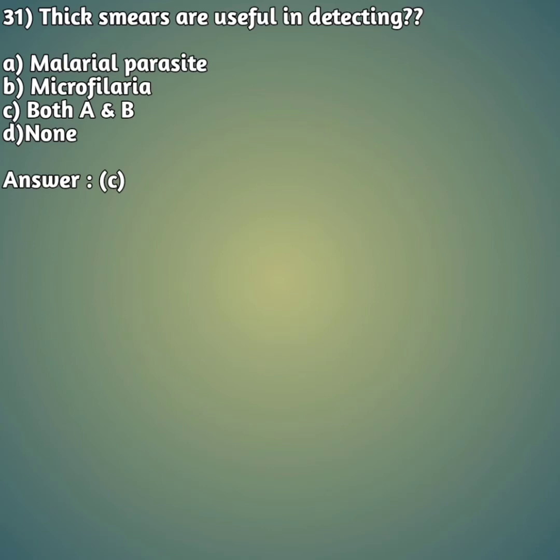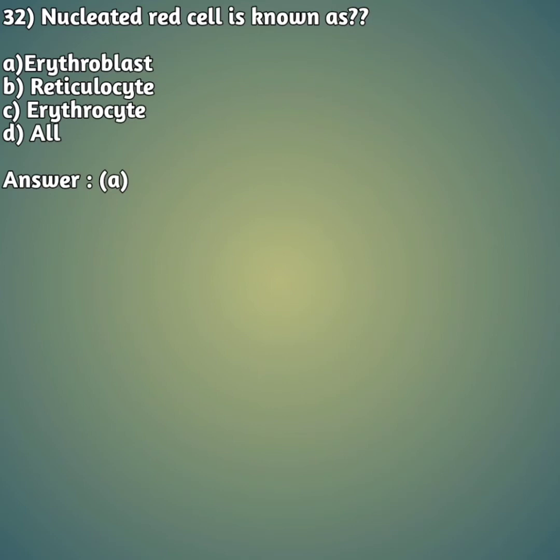So here the question is: thick smears are useful in detecting option A malaria parasite, option B microfilaria, option C A and B, and option D none of the above. The right answer is C, that is A and B: malarial parasite and also microfilaria is the right answer.